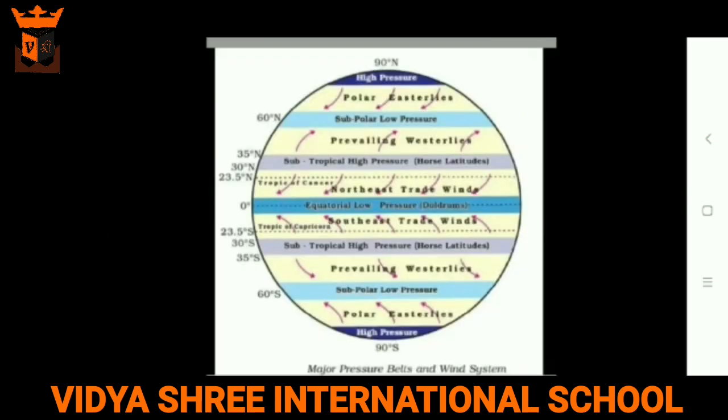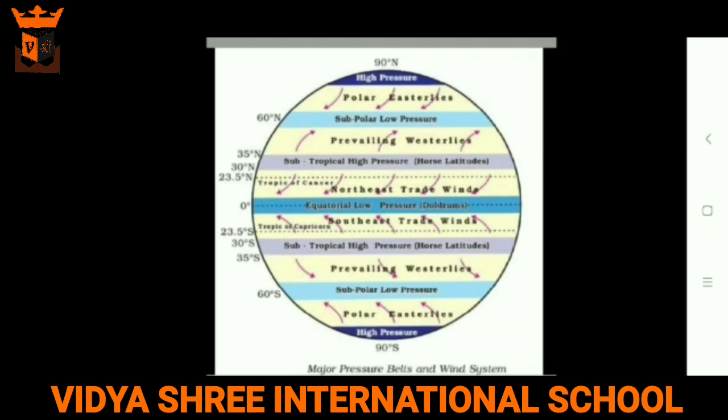Now let's understand the major pressure belts and wind system. Beta, wind can be broadly divided into three types. The first is permanent winds. The trade winds, westerlies and easterlies are the permanent winds. These blow constantly throughout the year in a particular direction. तो जो विंड पर्टिकुलर डायरेक्शन में बहती हैं और पूरे साल बहती हैं उनको हम कहते हैं permanent wind.